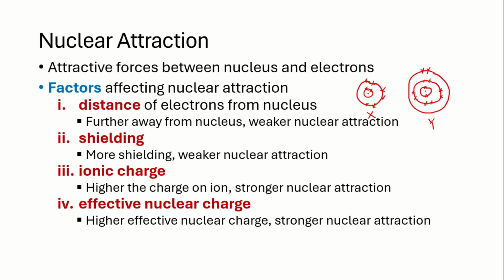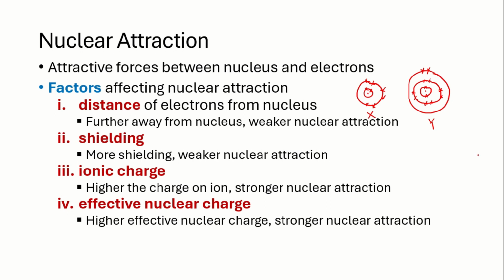Factor number 2, shielding. So we use atom X and Y again. Shielding means the electrons between the valence shell and the nucleus. So atom X has shielding from shell number 1. Atom Y has 2 shells between the valence electrons and nucleus. So atom Y has more shielding compared to atom X. More shielding, weaker nuclear attraction. So the valence electrons of Y are feeling weaker nuclear attraction from the nucleus.